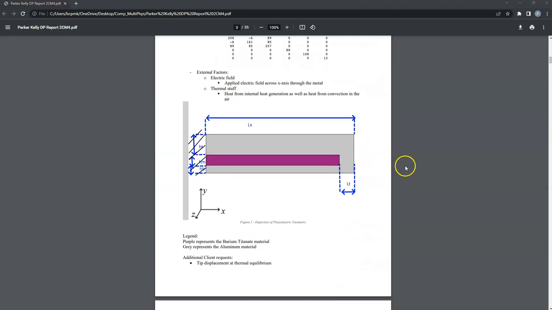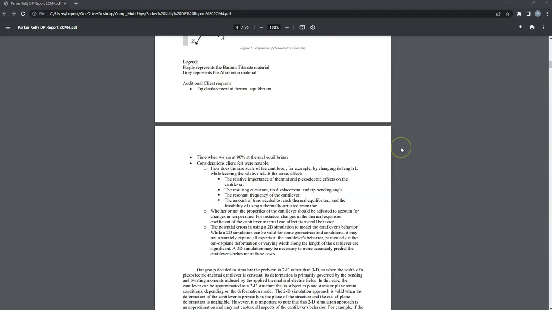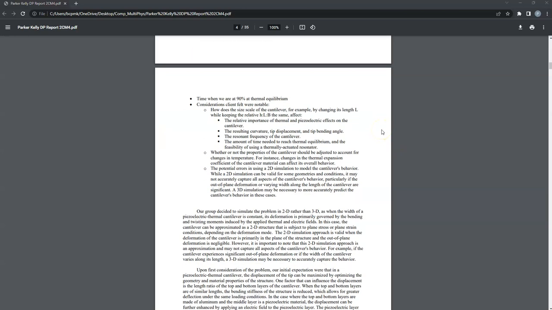This is our design as shown in a diagram, and our external factors applying on the cantilever were the electric field as well as our thermal energies coming from heat from internal generation as well as heat from convection. The additional client requests we had were to get the tip displacement at thermal equilibrium, which we were optimizing for, our max displacement at thermal equilibrium, so they were both the same, and then the time when we were at 90% of thermal equilibrium.